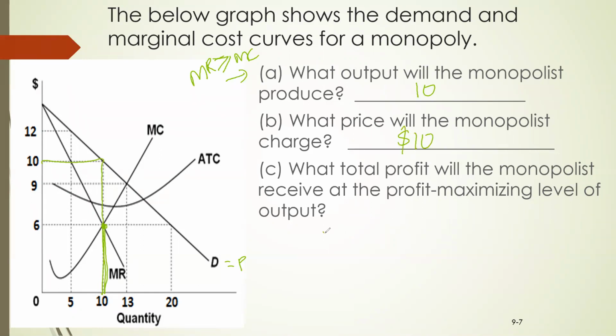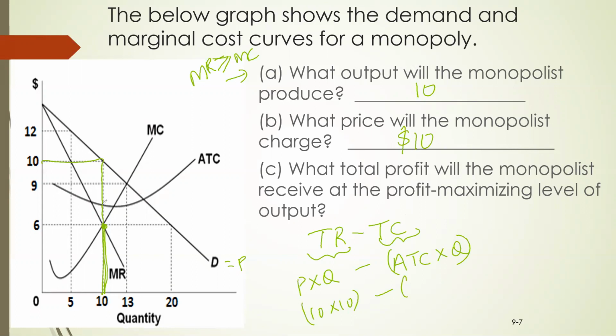Now, what is the total profit? Profit is going to be total revenue minus total cost. Total revenue is price times quantity. Total cost, the way we calculate it here, is average total cost times quantity. So price times quantity, 10 times 10, total revenue is 100. Average total cost, I have to see exactly at 10 units. That comes between 6 and 9. Roughly I can take maybe 7.5. So 7.5 times quantity of 10. So total profit in this case comes as $25.